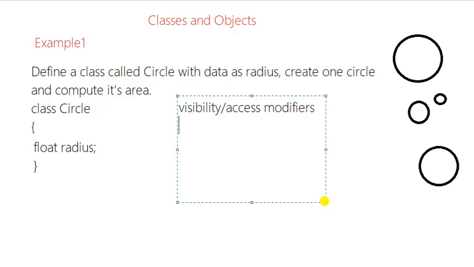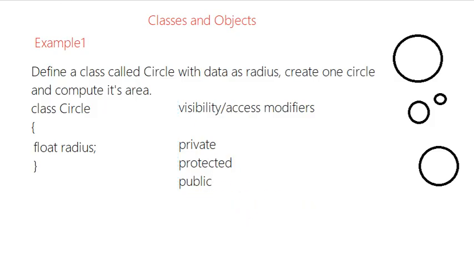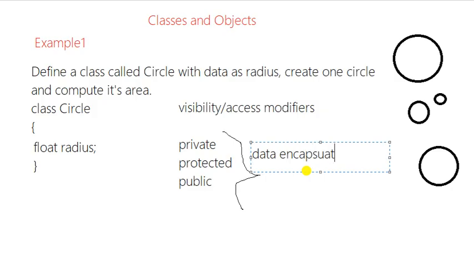So here in C++ we find 3 access modifiers: private, protected, then public. These 3 visibility accesses are provided in order to implement data encapsulation. You have seen what data encapsulation is. It is binding of data and methods together in order to protect the data, to secure the data.